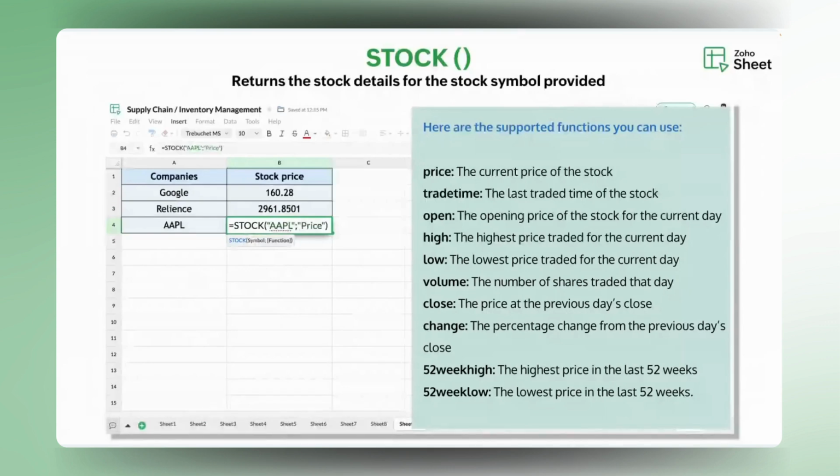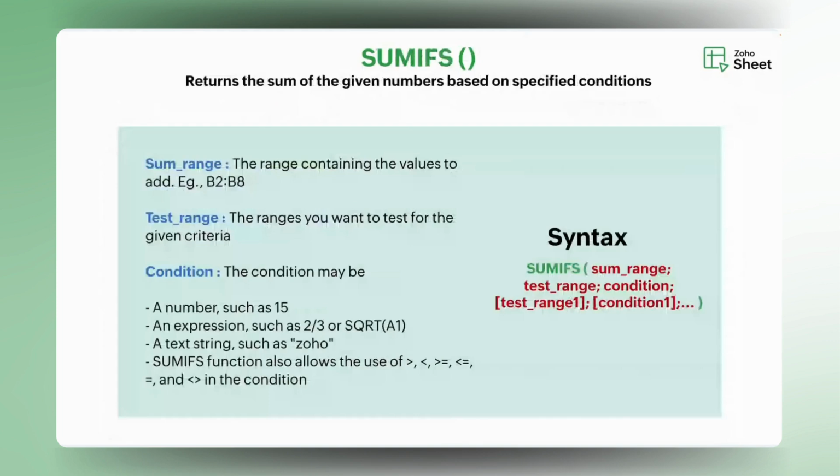It's that simple. Moving on to the SUMIFS function. It is incredibly useful if you want to sum the data based on multiple criteria. So you have the syntax right on your screen, and let me explain the values that I've given in. The sum range is a range containing the values that you want to add, for example, the column range B2 to B8. The test range is a range that you want to test for the given criteria. And the condition is a number, an expression, a text string, or even a logical operator. This allows you to sum data that matches multiple conditions, which is really helpful for advanced data analysis.